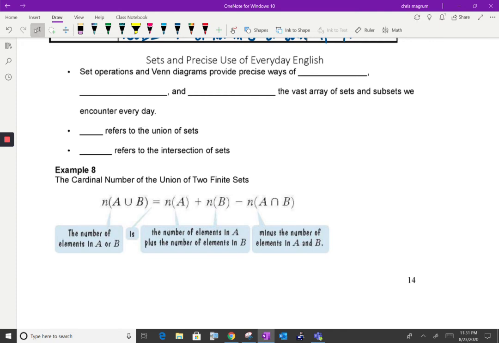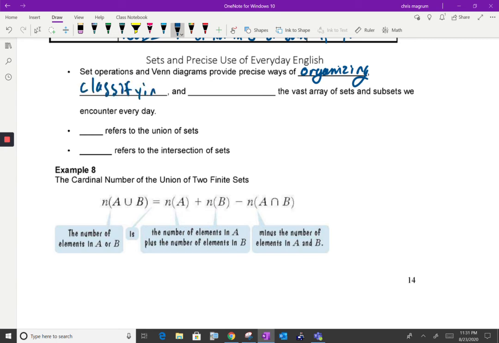Alright, so our sets in precise use in everyday English. So set operations and Venn diagrams provide precise ways of organizing, classifying, and describing the vast array of sets and subsets we encounter every day. So organizing, classifying, and describing.